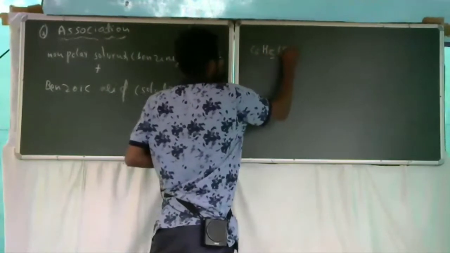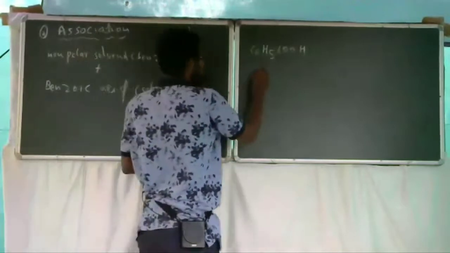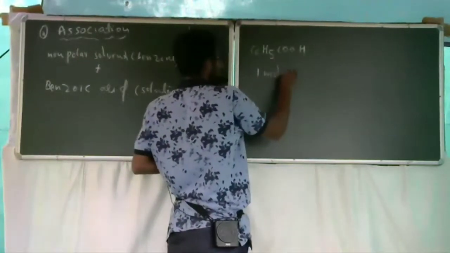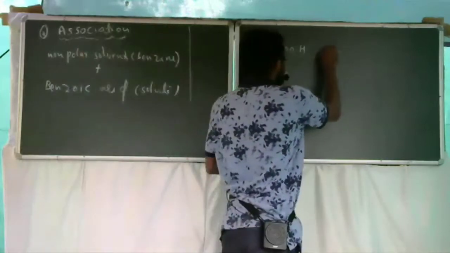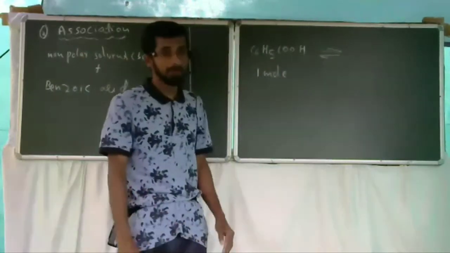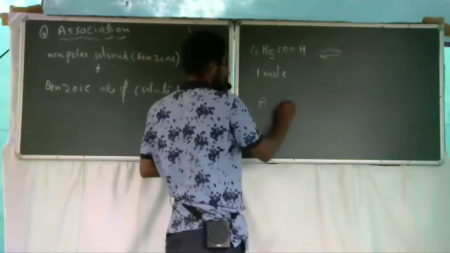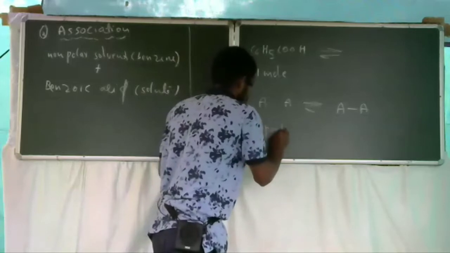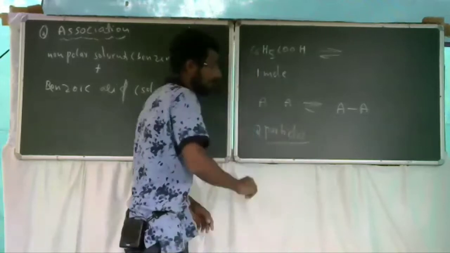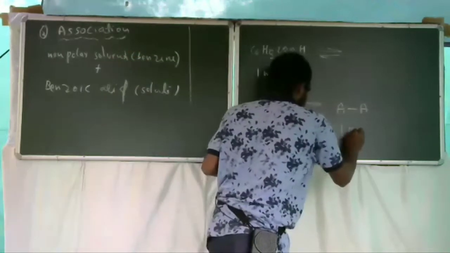C6H5COOH, right? C6H5COOH. You are taking 1 mole of benzoic acid. Then that will undergo dimerization. Dimerization andre, suppose if you are taking A and A particles, ಇಲ್ಲಿ ಎಷ್ಟು ಪಾರ್ಟಿಕಲ್ ಉಂಟು? 2 particles, right? ಇಲ್ಲಿ 2 particles ಉಂಟು. If they undergo association, we are getting only 1 particle.